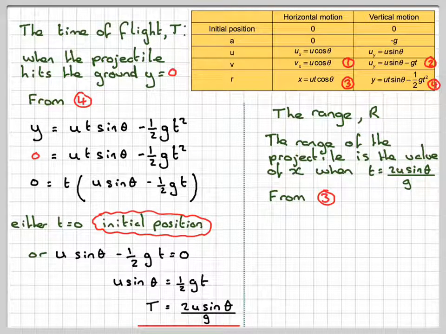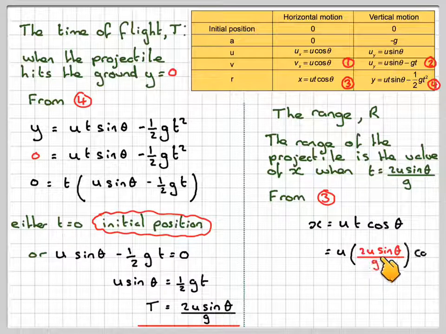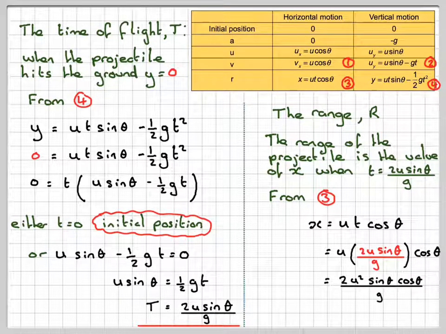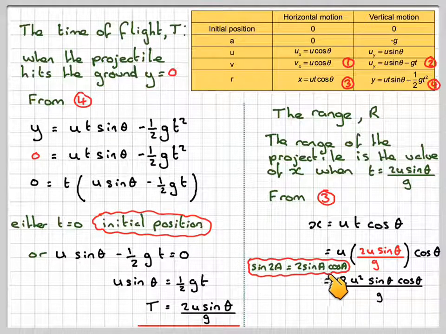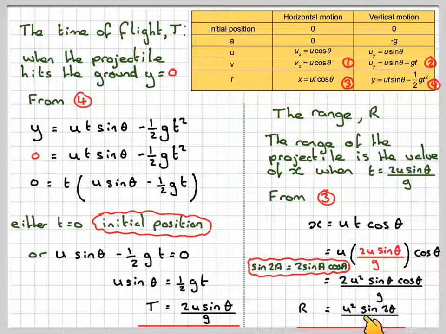from 3, we're going to have that x is u t cos theta. We put t to equal to that, so 2u sine theta over g times cos theta. So it gives me 2u squared sine theta cos theta over g. Now you know that sine 2A is 2 sine A cos A. So this will become u squared sine 2 theta over g.